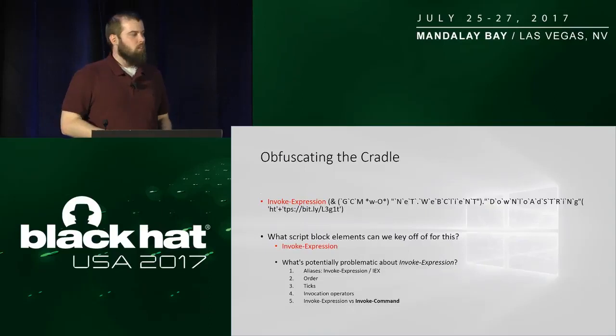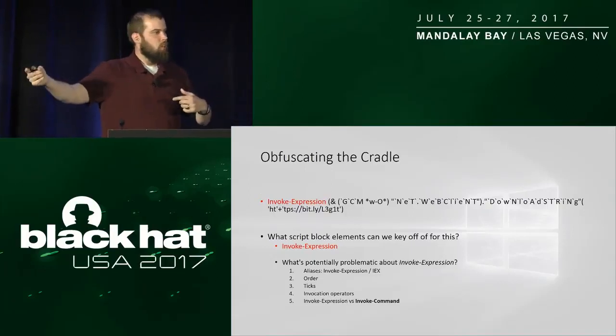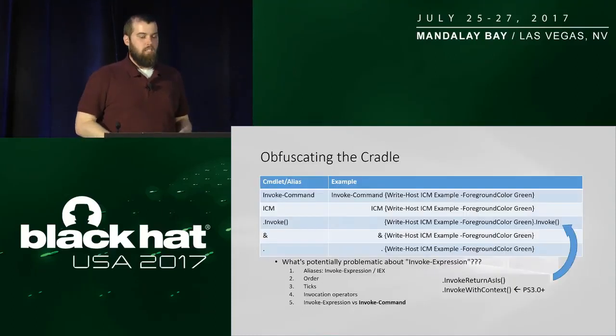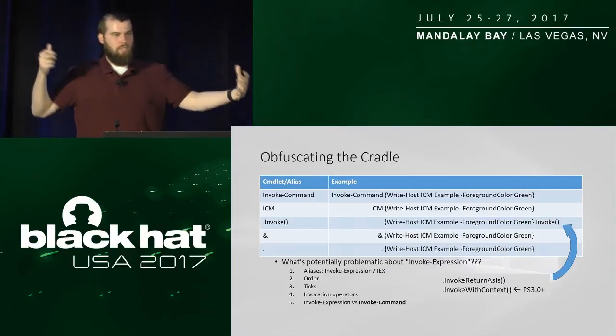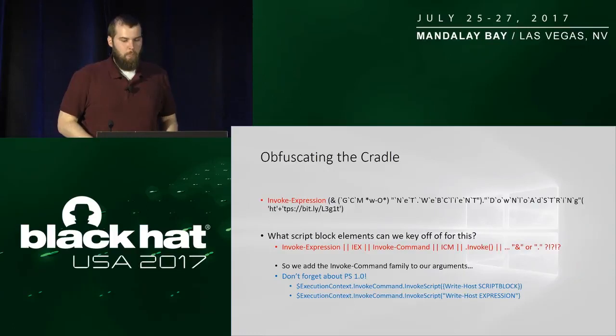Then we also have Invoke-Expression's cousin, as I like to call it, which is Invoke-Command. Now, typically you'll see Invoke-Command when you're running PowerShell remoting, you want to run on another system. But if you never define ComputerName for a remote system, then it'll run locally. So with Invoke-Command, you have its alias of ICM. You can use .Invoke, you can use the ampersand or the dot invocation operators, InvokeReturnAsIs, InvokeWithContext, so many options. And again, we have to be aware of these options as defenders.